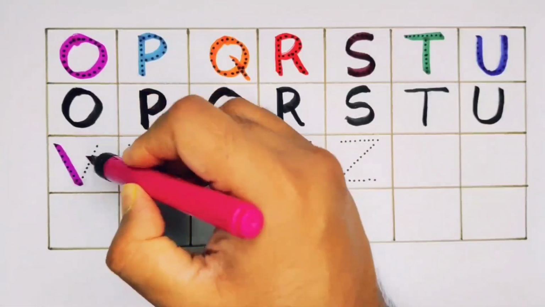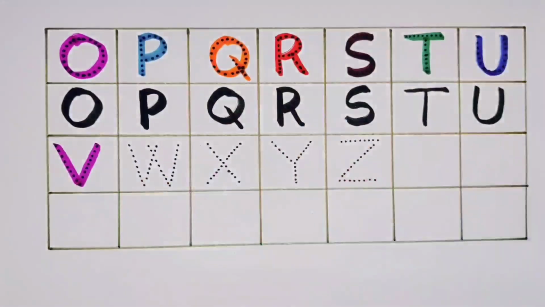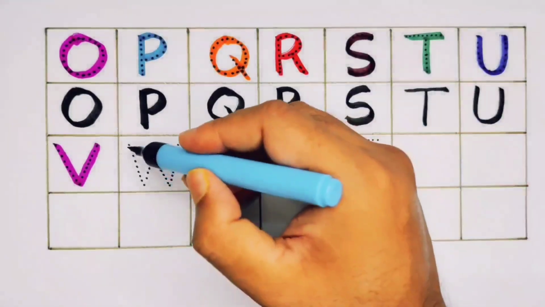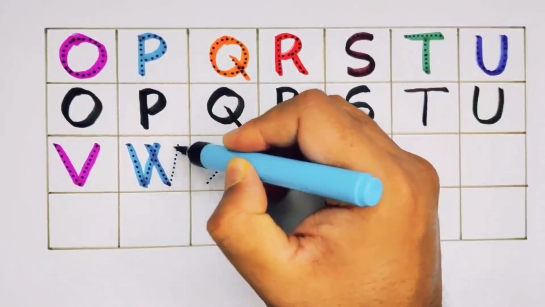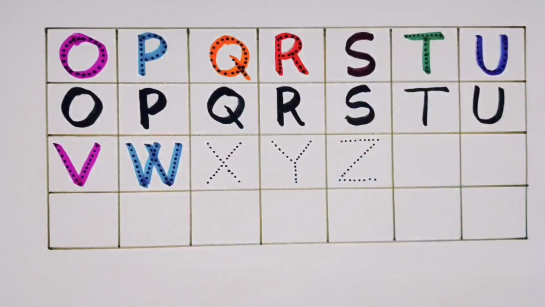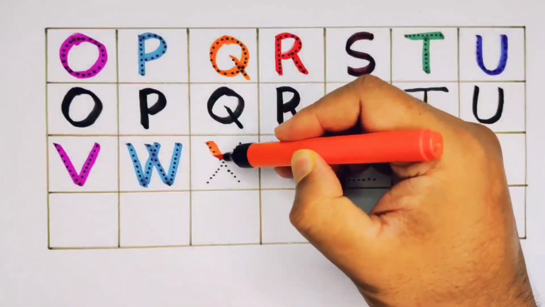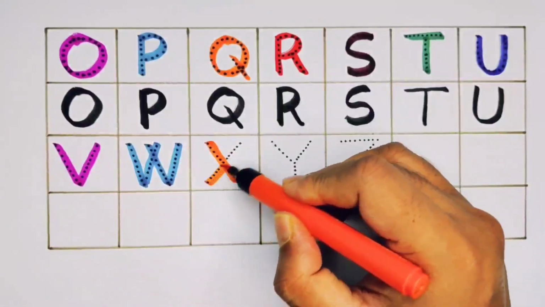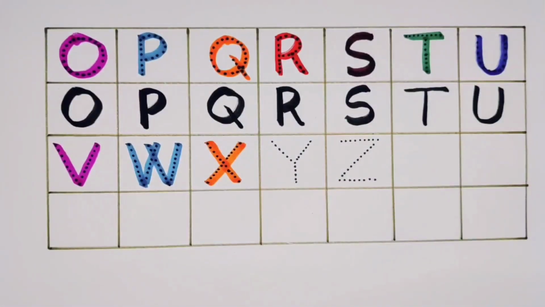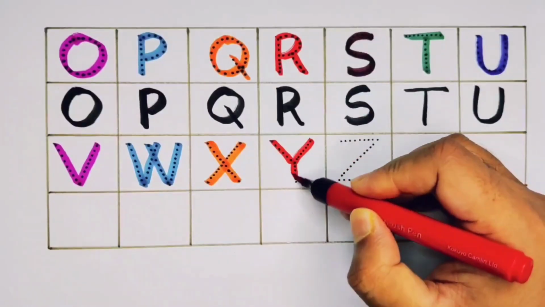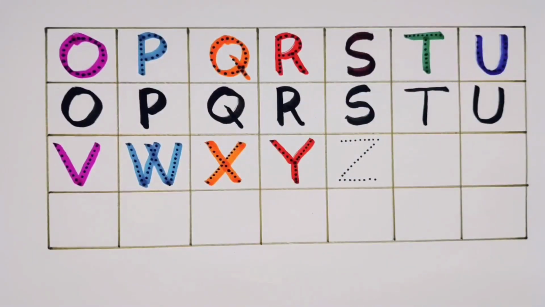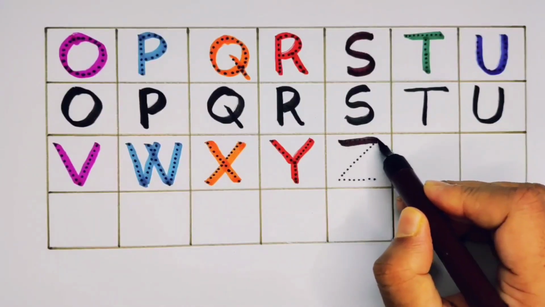Now V. V for van. W. W for watermelon. X. X for Xmas tree. Y. Y for yak. Z. Z for zebra.